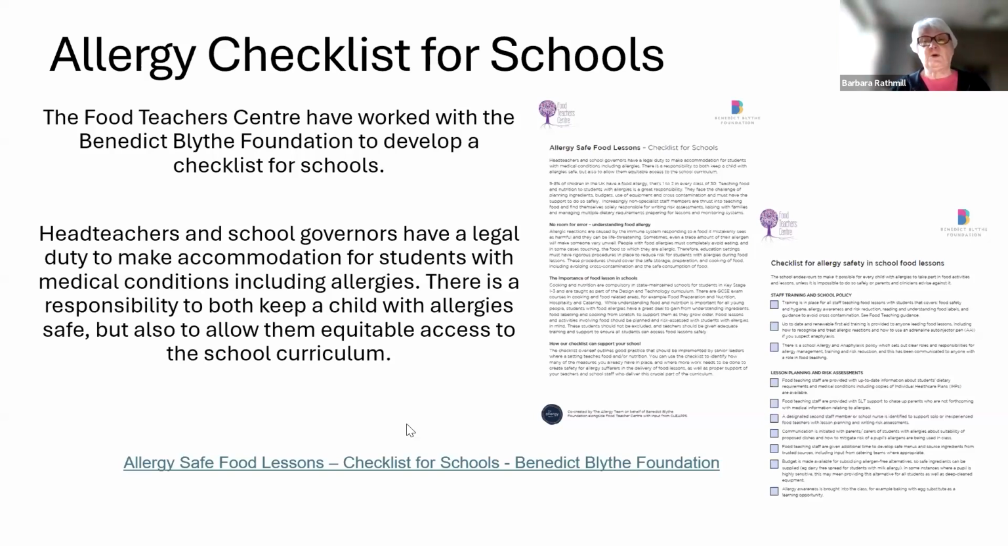And then the wider support, because it's all well and good us doing it in the food room, but we do need the support from senior management and from heads of department if it's not the food teacher. So I would recommend that you have a look on the Benedict Blythe Foundation website, look at the checklist, download it, share it with your head teacher, share it with the chair of governors, and get them on board, because it's so important.